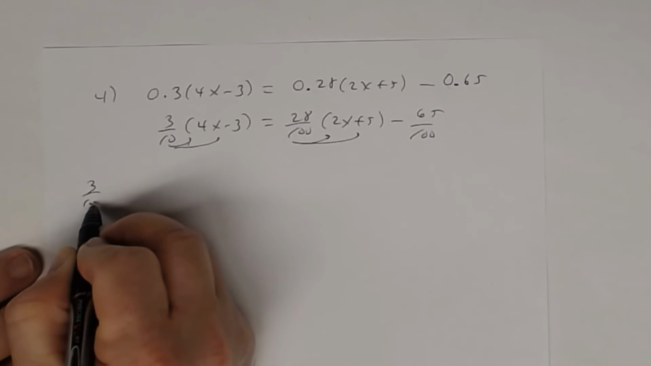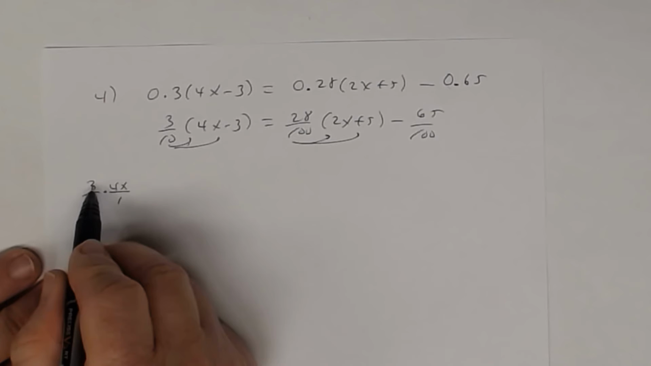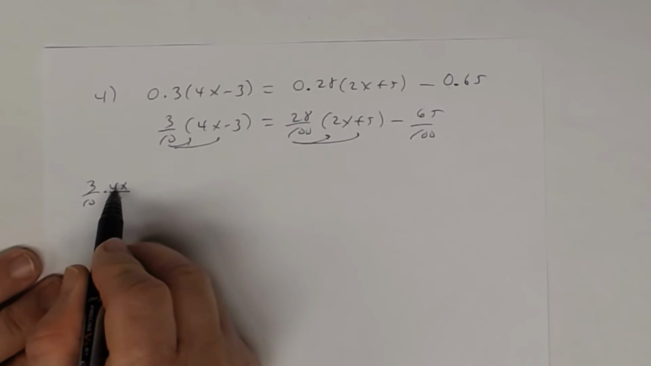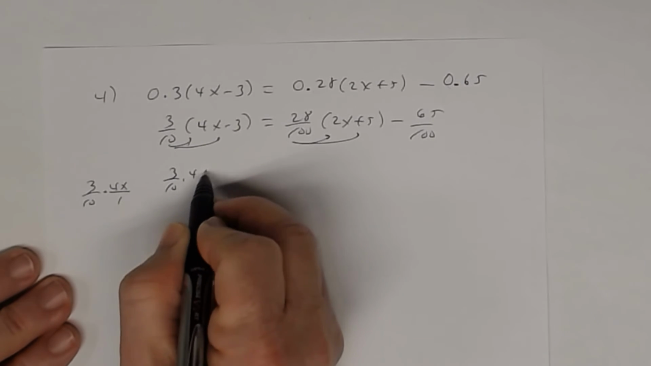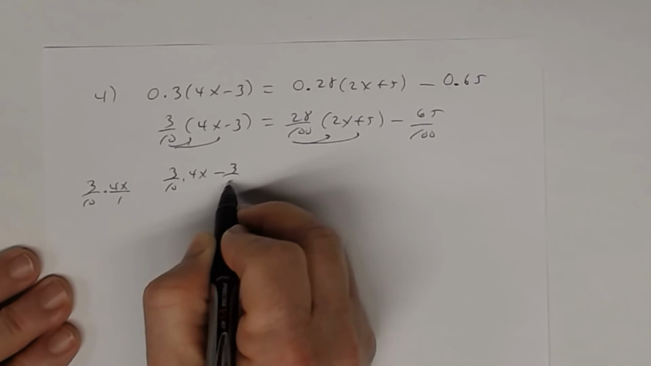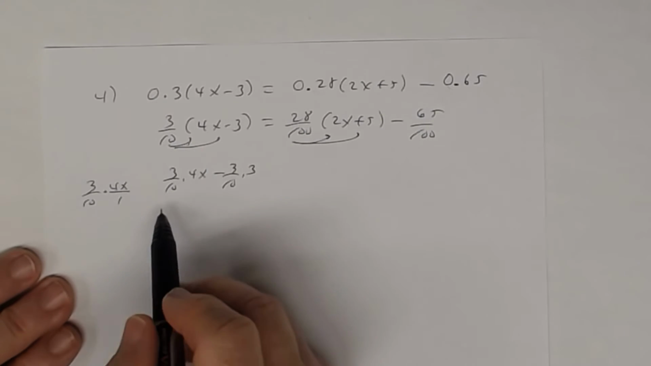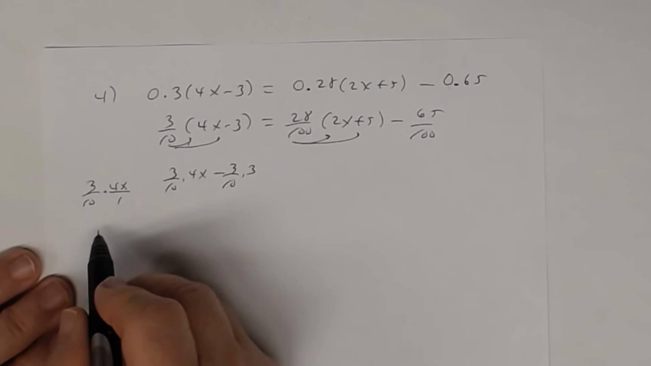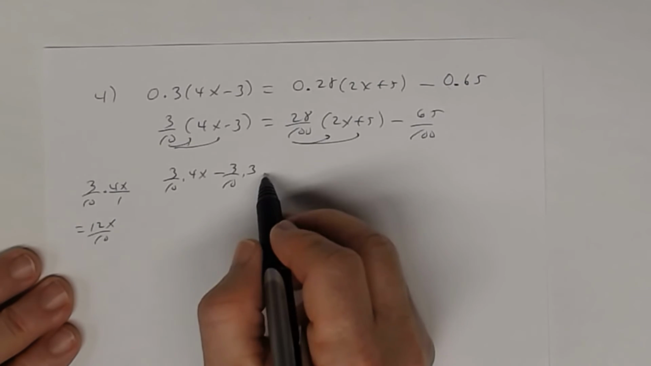So look, 3/10 times 4x. I can write 4x as 4x divided by 1. 3 times 4 is 12, so this is really 12x, right? So let me go ahead and write it out first. So I have 3/10 times 4x minus 3/10 times 3. So let's go and distribute first. But we know that this right here is 12x, right? 12x divided by 10.